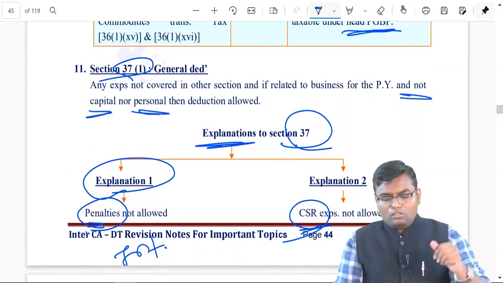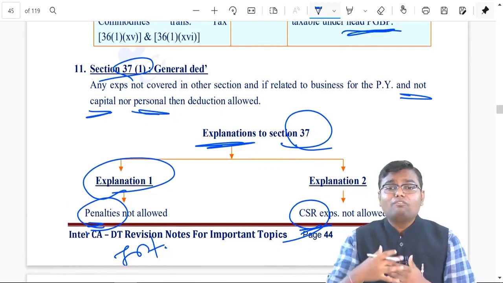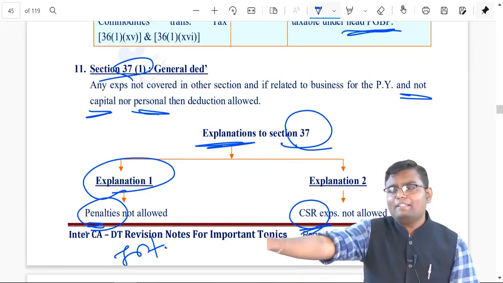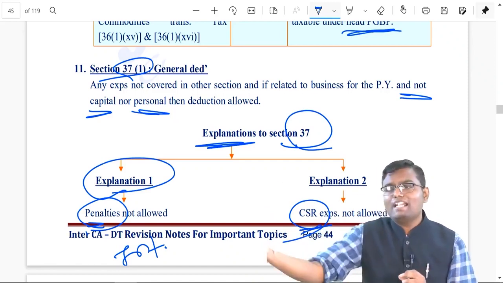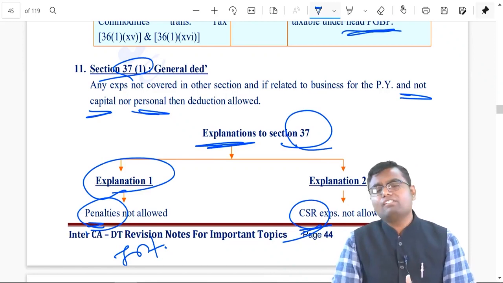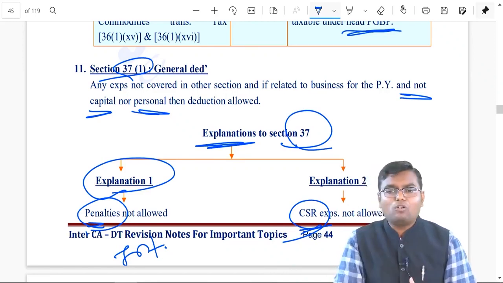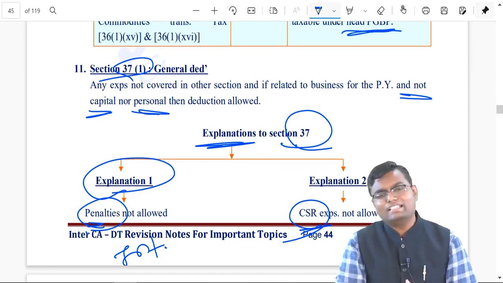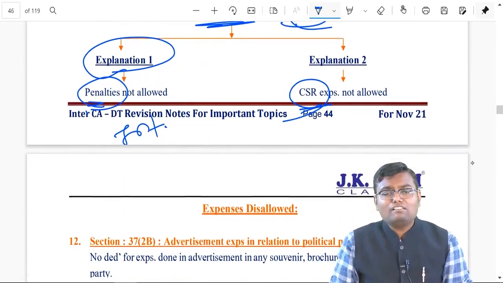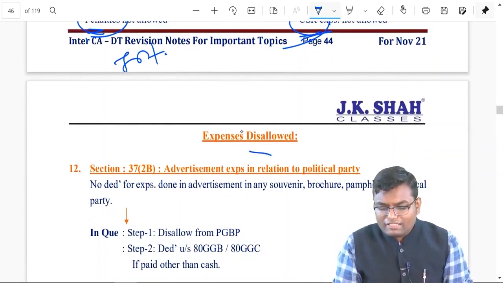Yes or no? So up to now what we studied is which deductions are allowed to you as a deduction. If already debited to P&L, do nothing. If not debited to P&L, deduct separately. Now we'll start learning which kind of expenditure is disallowed, which is not to be deducted from net profit. So now let us start understanding which are the expenditures which are not allowed as a deduction, which are disallowed.